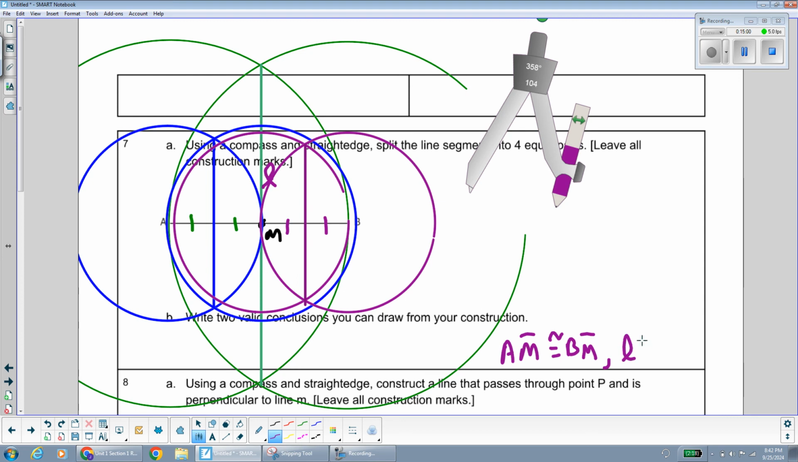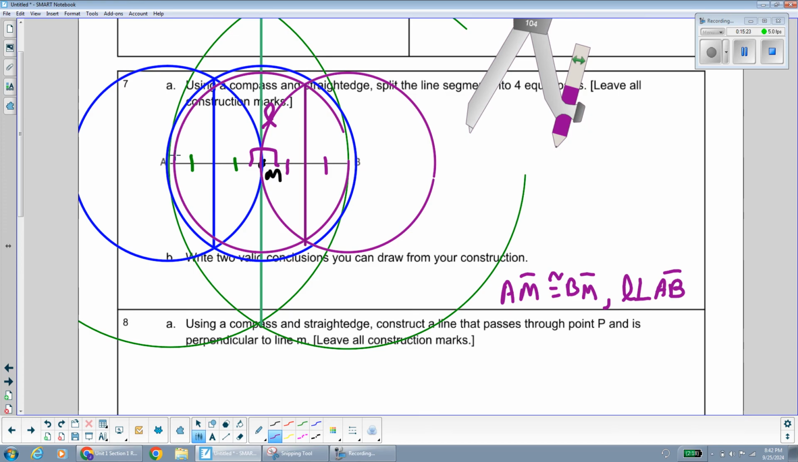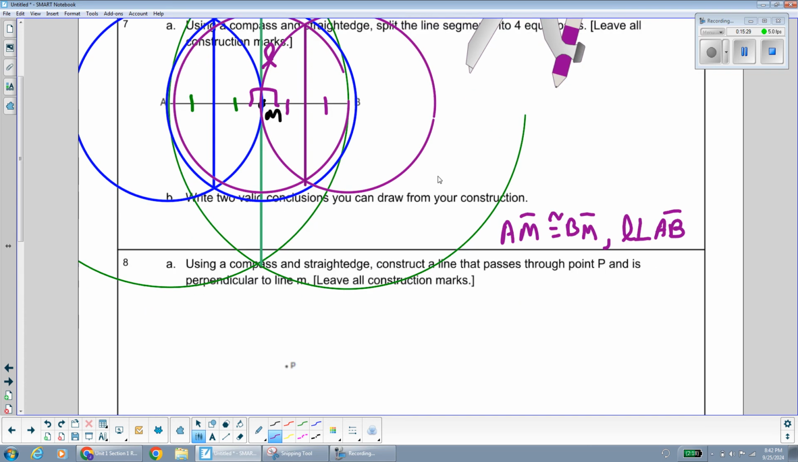I'm going to say line L is perpendicular to the original segment AB, because when they intersect, they do form right angles. I could also say that M is the midpoint of AB. I could say this point is the midpoint of AM. I could say this point is the midpoint of BM. Many conclusions you can draw here. These are right angles over here as well. These are right angles over here as well. Lots of conclusions.